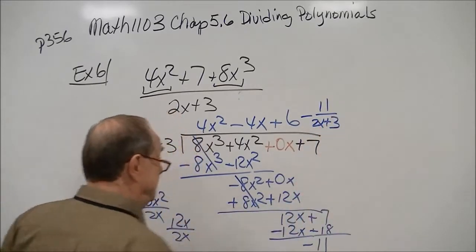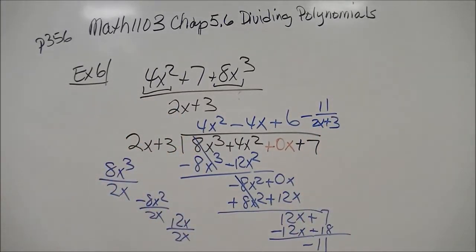So our answer is this, negative 11 over 2x plus 3. Now keep in mind, if you'd like to see it slowly or again, just rewind the tape. And that way you can see it. Did I get it all in? Yep.